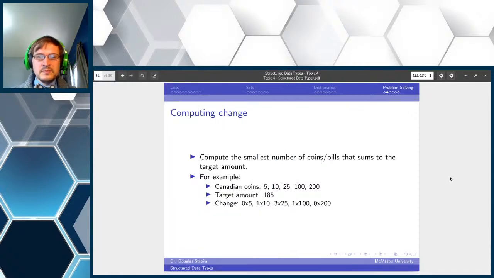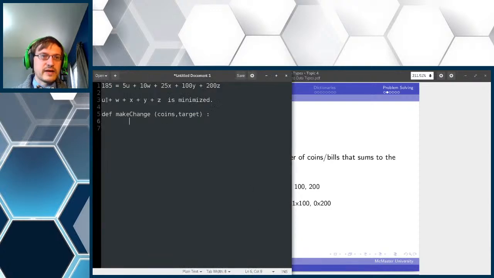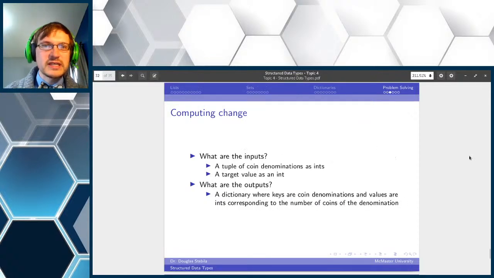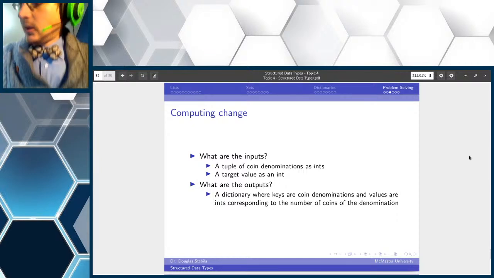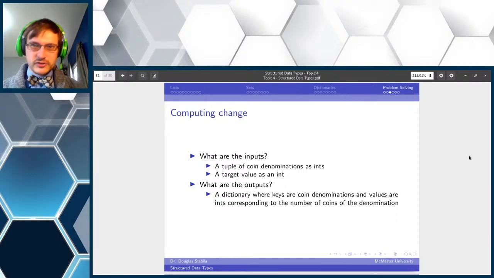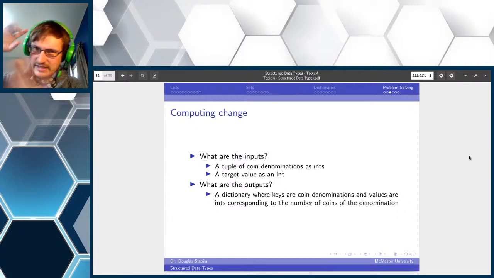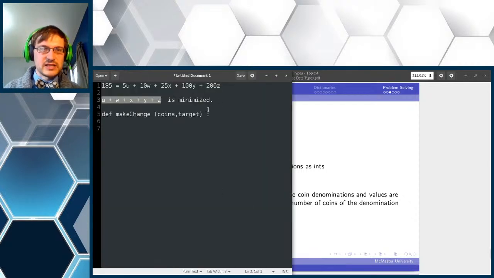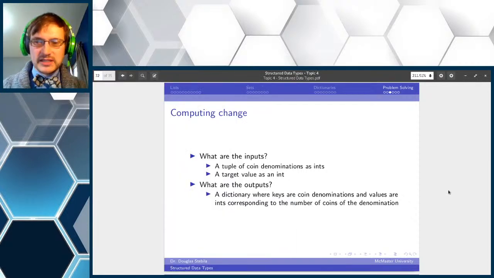So what's our output then? Well, we are primarily concerned with what the values of u, w, x, y, and z are. That's what we need to know, so that's the output. The question is, how do we express that output? Well, let's make use of some of these data structures that we have recently discovered the existence of. Since we are relating a coin value to a coin quantity, it makes sense for this to be a dictionary. So our output is going to be a dictionary.